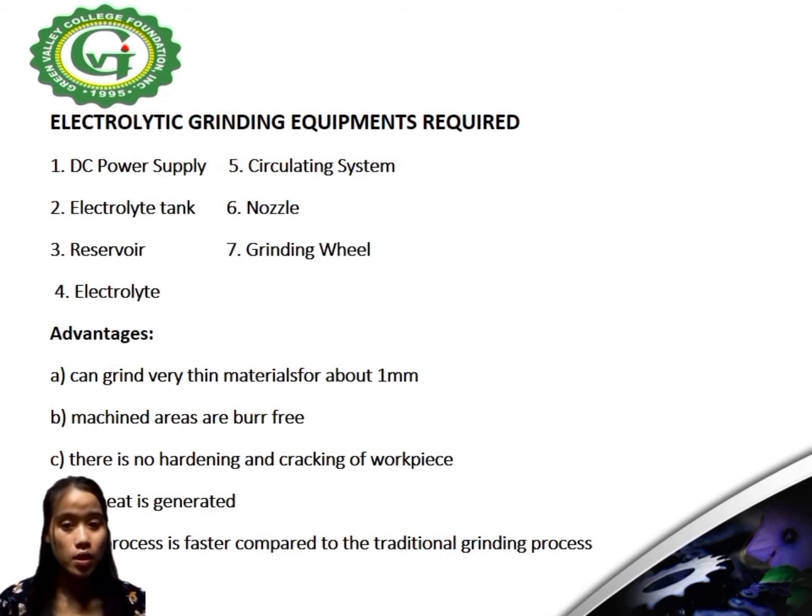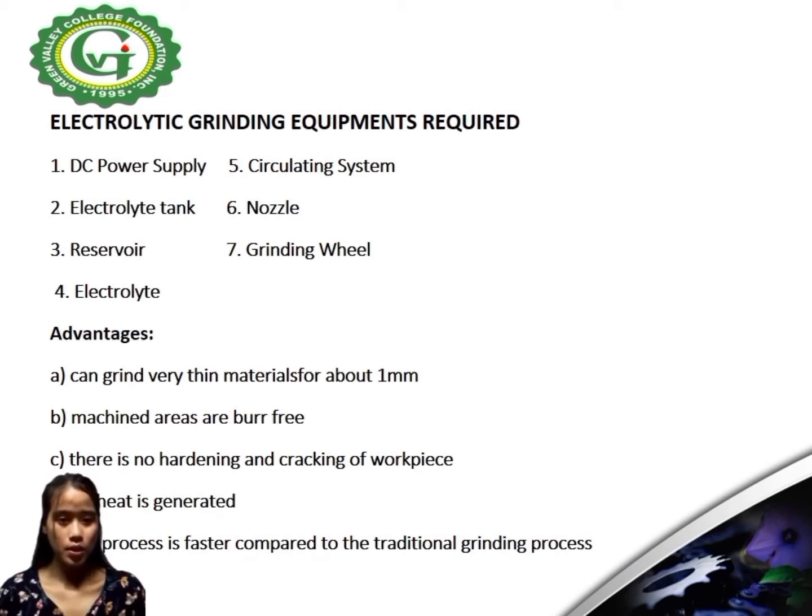There are 7 equipment required in electrolytic grinding. The first one is the DC power supply, the electrolyte tank, the reservoir, the electrolyte, the circulating system, the nozzle, and the grinding wheel.